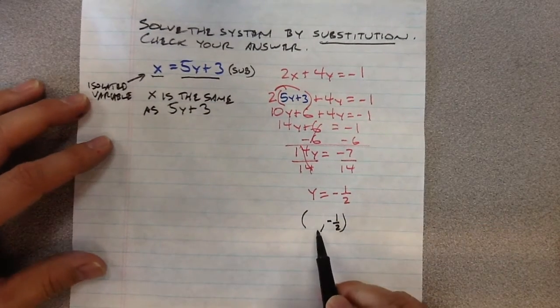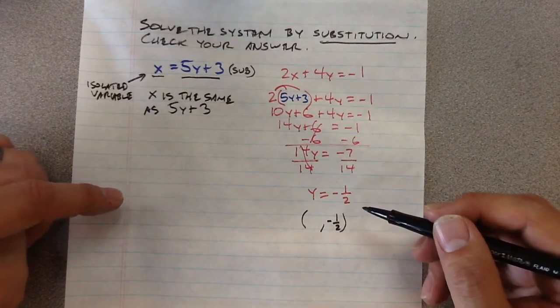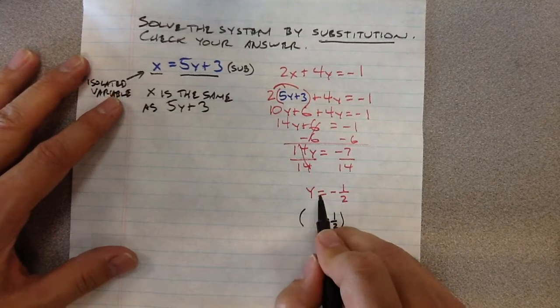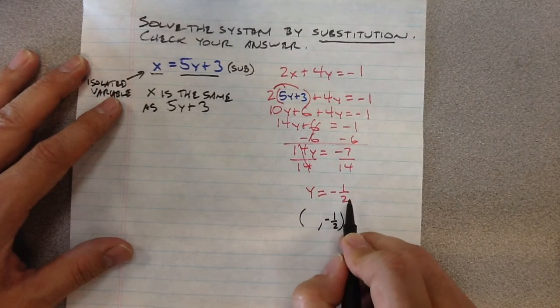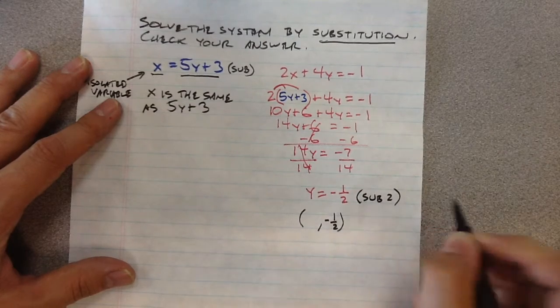Okay, we still need to find x though. Alright, so what we do is we basically repeat this process but a little bit easier. Because now I've got a new equation. I've got this one, y equals negative 1/2. So this will be our second substitution. This is substitution number 2.